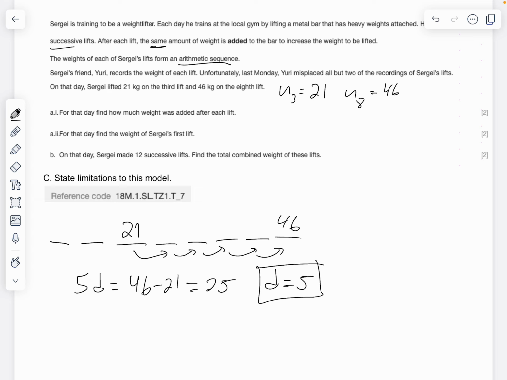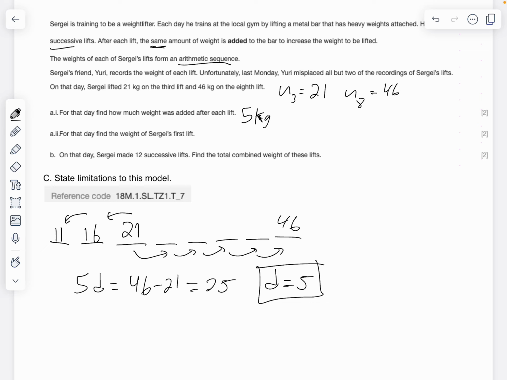So every day he's adding 5, is it pounds, kilograms? 5 kilograms, sorry. My American is showing. I'm talking about pounds. For that day, find the weight of Sergey's first lift. So we can just go back 5 here to get 16, and back 5 again to get 11. Of course, you can use the formula, right?